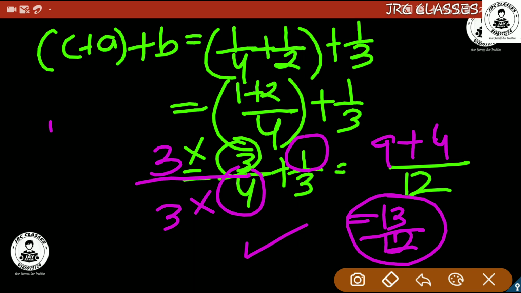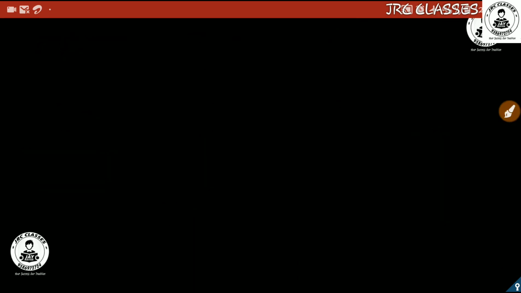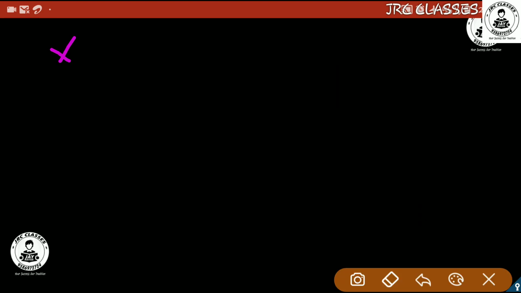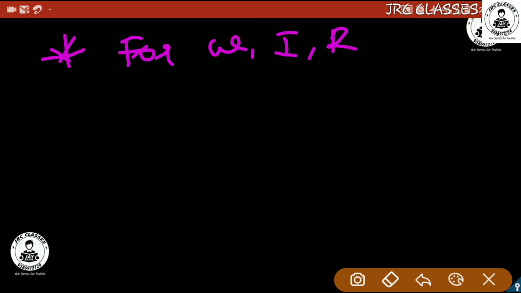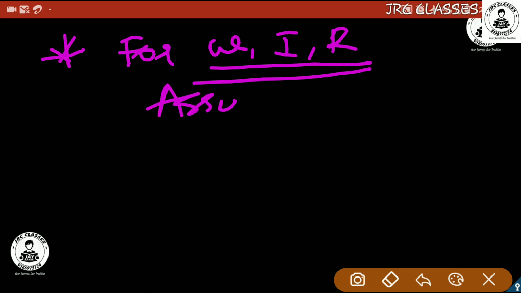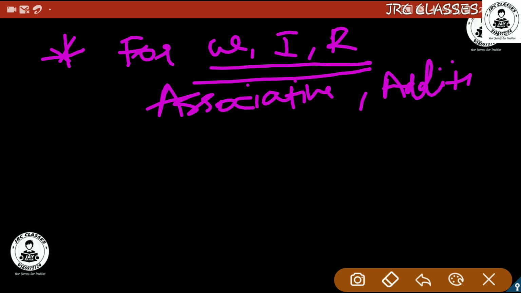That means we got our answer 13 divided by 12 in each and every case. So write down the statement. We can write for integers, whole numbers and rational numbers, they all are associative for addition. Please make a note, associative for addition. We have already seen the proof also, so that we can write a general form.